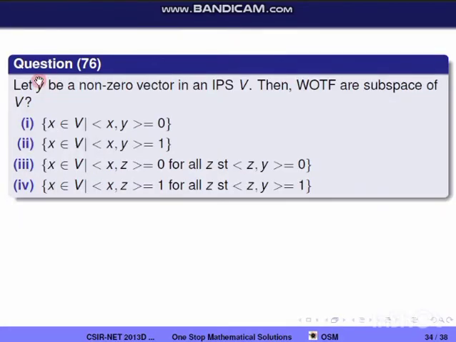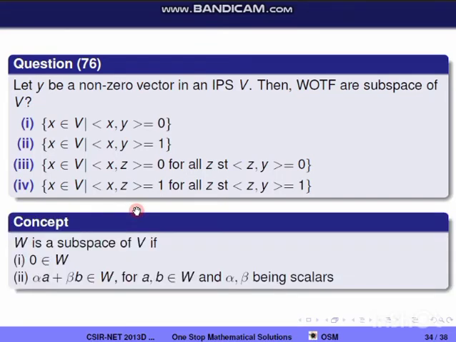Next question, question 76. Let y be a non-zero vector in an inner product space V, then which of the following are subspaces of V? So they are given an inner product space V. We have to find which of the options are subspaces. So we look into the concepts used. W is a subspace of V if 0 belongs to W and alpha A plus beta B belongs to W for every A, B in W and alpha, beta being scalars. So we look into the options one by one.